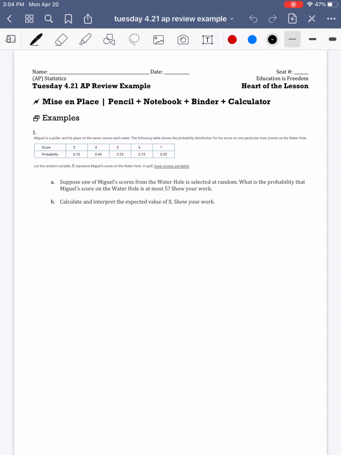Today, we are going to begin our official AP review for the AP exam, which will be on May 22nd. So, we have approximately 4.5 weeks to prepare for that exam. So let's just go ahead and dive in.